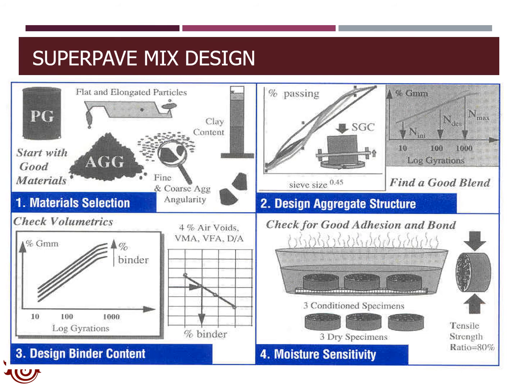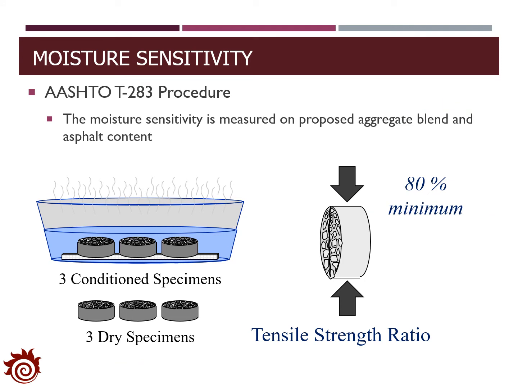The last step about the super pale mix design is the moisture sensitivity analysis. The procedure of moisture sensitivity analysis is defined in H2 test 283. Basically, the moisture sensitivity is measured on proposed aggregate blend and asphalt contents, which are defined in the previous 3 steps of the super pale mix design. The figures here show the preparation and test in the moisture sensitivity analysis.